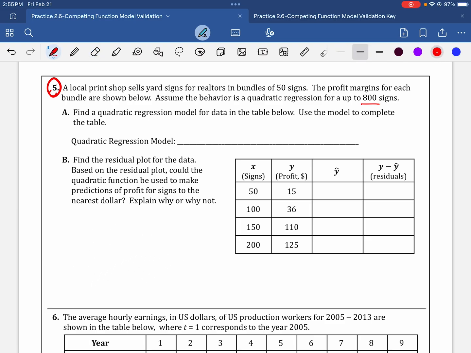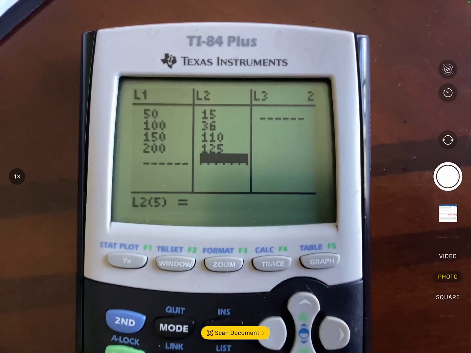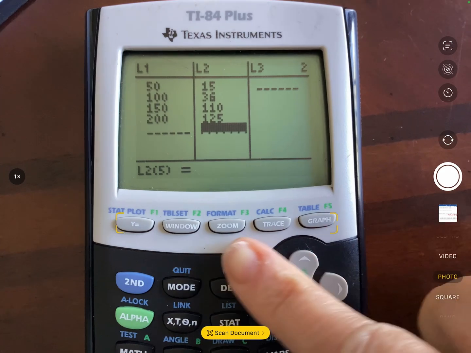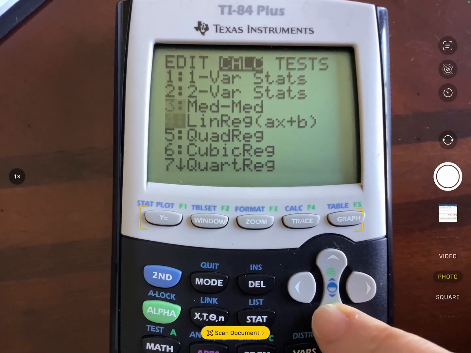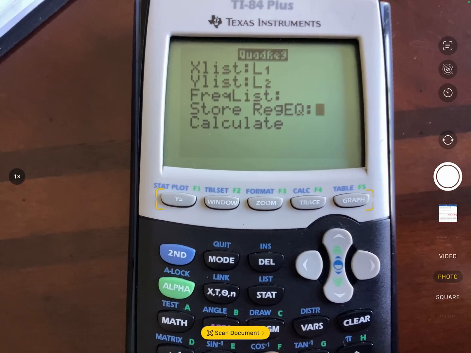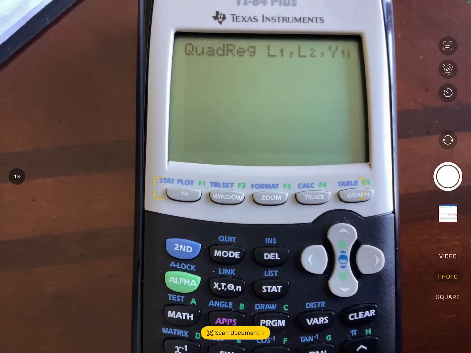All right, so I'm going to try to show you with my graphing calculator hovering over my iPad, so bear with me. Okay, where are we? Here we are. Okay, so I've put the numbers in, and now I'm going to do a quadratic. So it is stat calc down to 5 quadratic, and then you always want to put it in y equals, and I always do it this way.